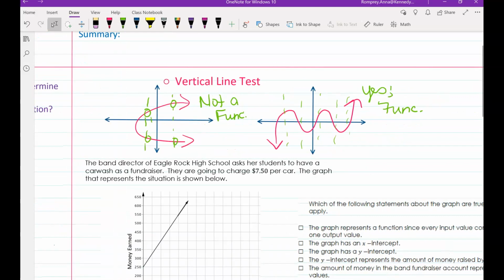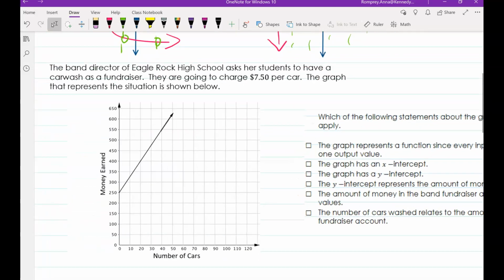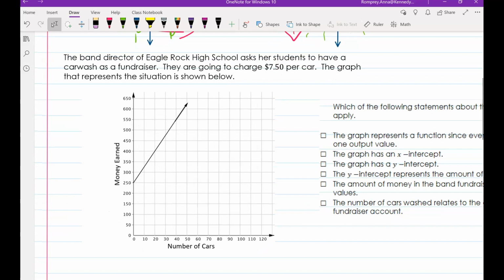So let's go ahead and look at our first example. The band director of Eagle Rock High School asks her students to have a car wash as a fundraiser. They are going to charge $7.50 per car. That's an odd amount, but okay. So the graph that represents the situation is shown below.